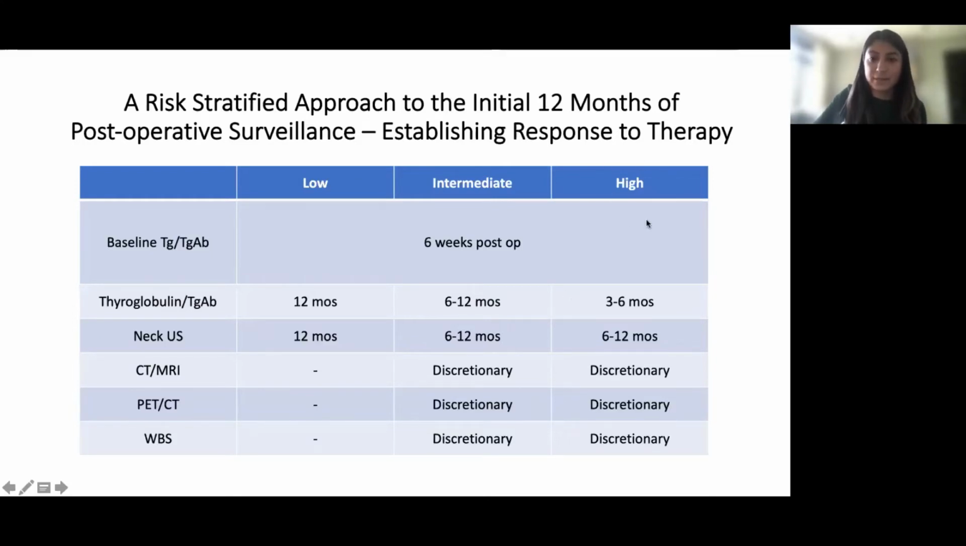And then for high risk patients, which isn't the focus of our talk, but just for completeness sake, we're still going to do the baseline testing. And then we might be seeing them at 3 to 6 month intervals, and they'll have a neck ultrasound. And usually high risk patients will get a CT scan at some point. It's unlikely that it'll just be an ultrasound. So that is basically the first 12 months, and that's where you establish your response to therapy.